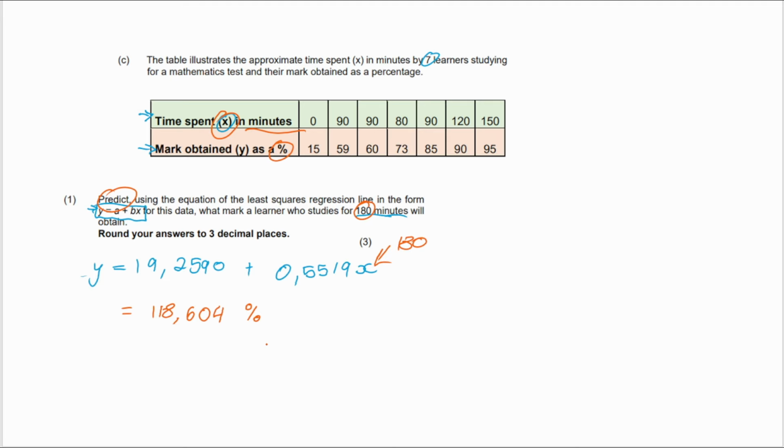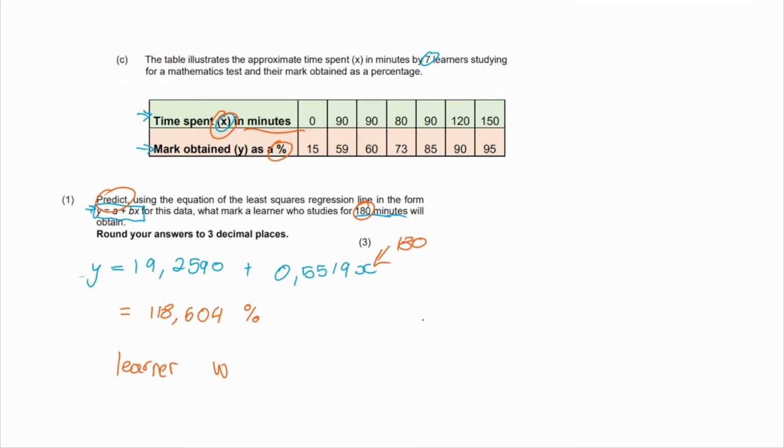But the thing is, look, this is a percentage, and you can't achieve more than 100% in high school, at least. In university, sometimes it is possible. But for the most part, you can't achieve more than 100%. So we have to say that the learner would obtain 100%. Let me change the screen so you guys can see me writing: learner would obtain 100%.